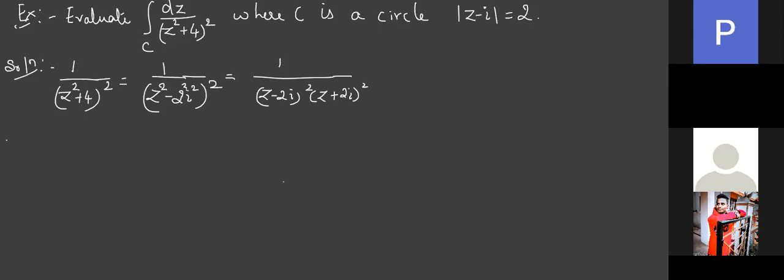How many points are there? You can see the denominator: how many brackets are there? 2. So 2 points are there. Equate them to 0. So this will give me z equal to 2i. Now, to confirm whether it is inside or outside, we have to see the given curve.